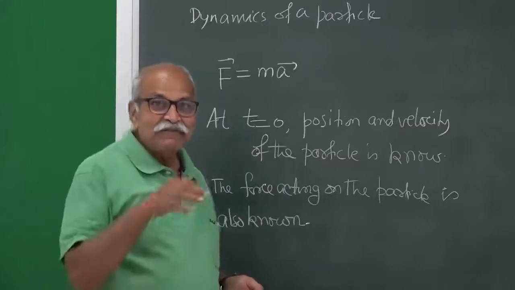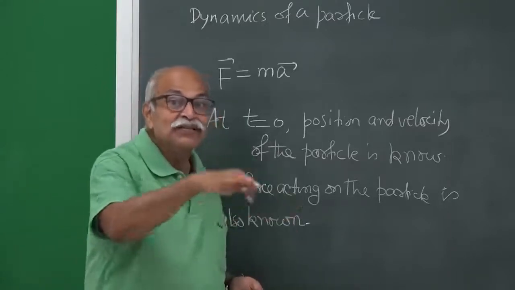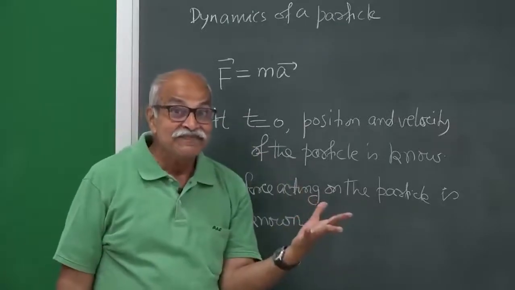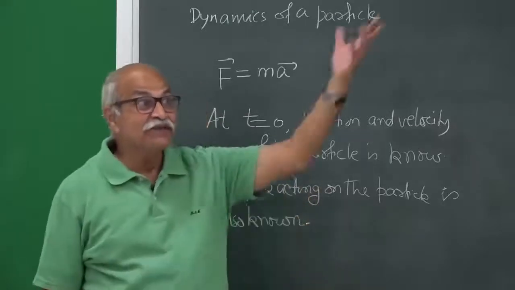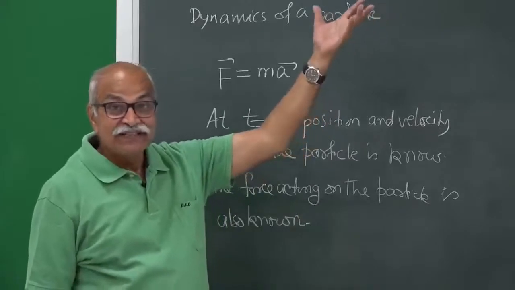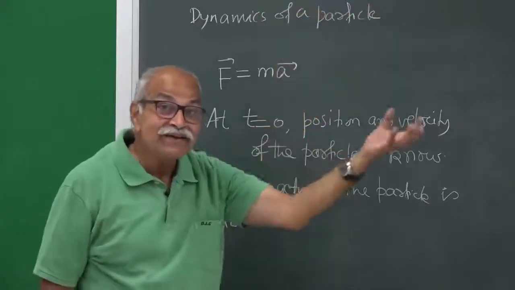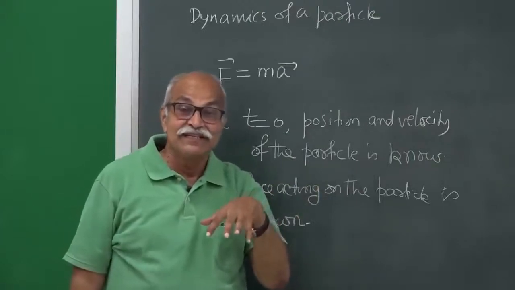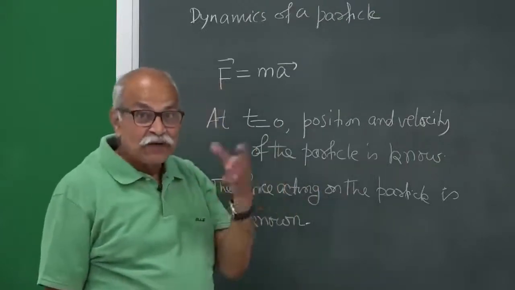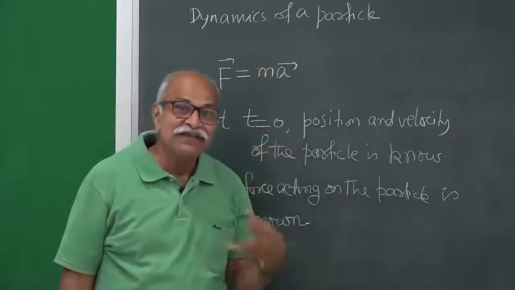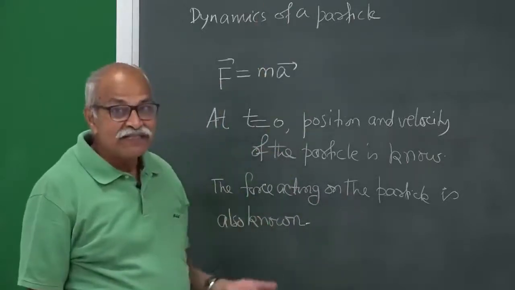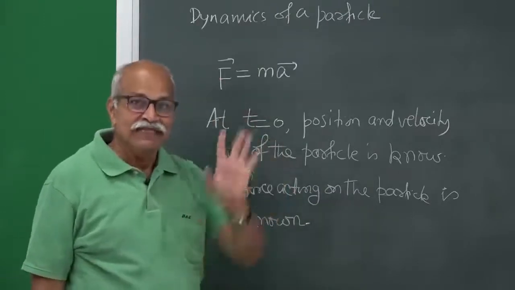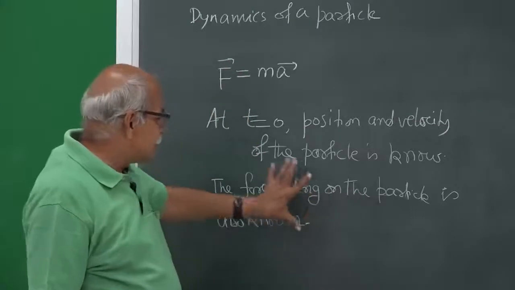So, force may depend on the position of the particle, force may depend on the velocity of the particle. If you throw something with high speed in air, the force by the air on that object, we generally call it air resistance, depends on the velocity, or the magnetic force depends on the velocity. Force may depend on the velocity, force may depend on time. So, whatever, but it is known. In that entire duration it is known.